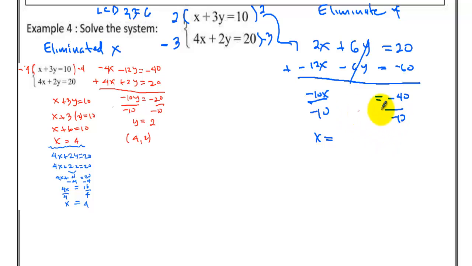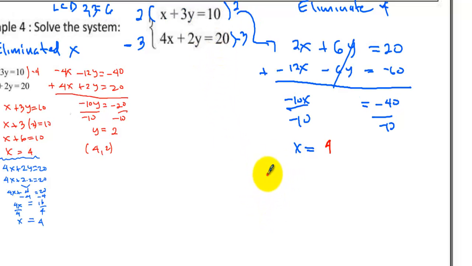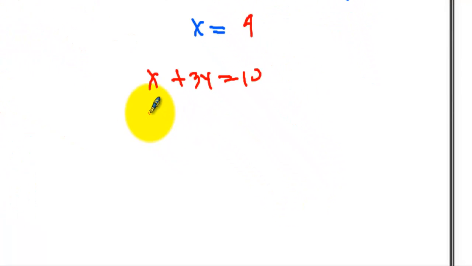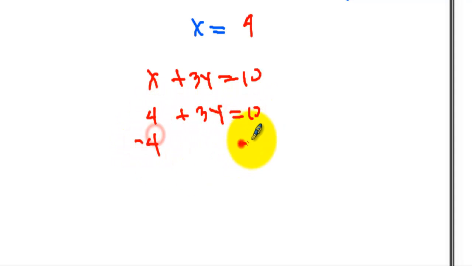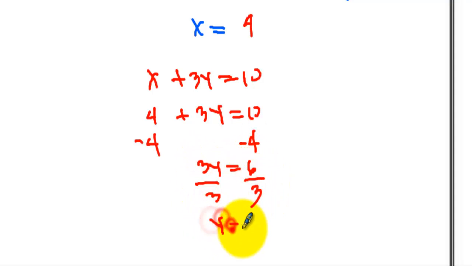Dividing both sides by negative 10, we are going to get positive 4. Okay, note that it's the same value for the x that we got earlier. So once we have a value for one of the variables, we can use either the first equation or the second equation. So let's use the first equation. x plus 3y equals 10. But our x is equal to 4. So x equals 4, 3y equals 10. Subtract 4 from both sides, we'll get 3y equals 6. Divide by 3, we'll get y equals 2.